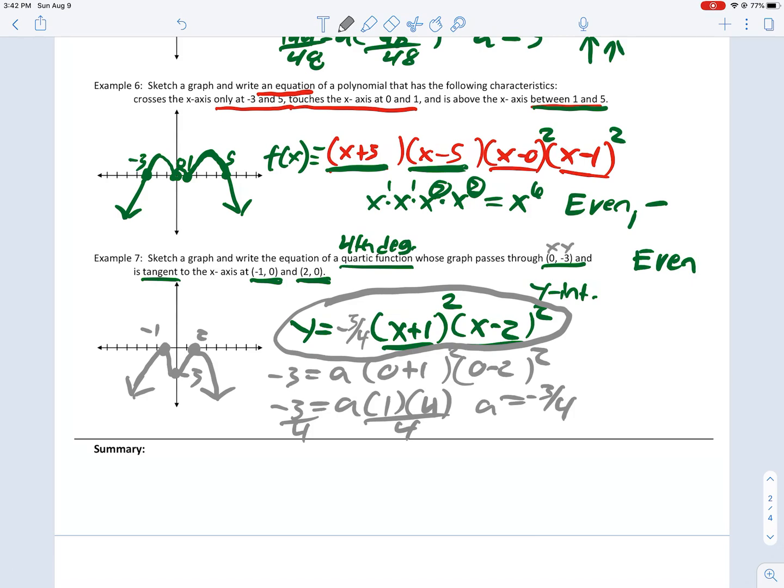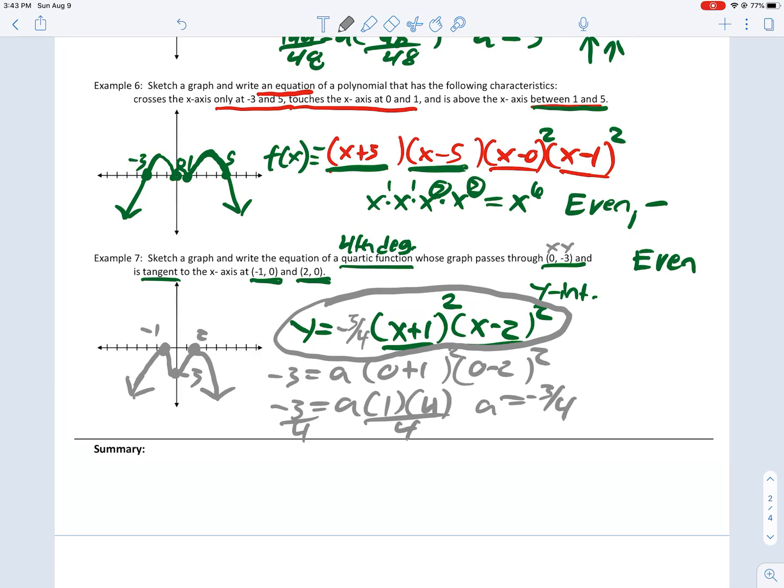So when you're writing the equations, understanding how many x-intercepts, that's how many factors, then you need to know, does it bounce or pass through those points? You have to figure that information out. And then how do I know if I have to find a? Well, usually it'll tell you in the directions. If it says write the equation, right, you're going to figure out a. If it says write an equation, you're not going to figure out a.